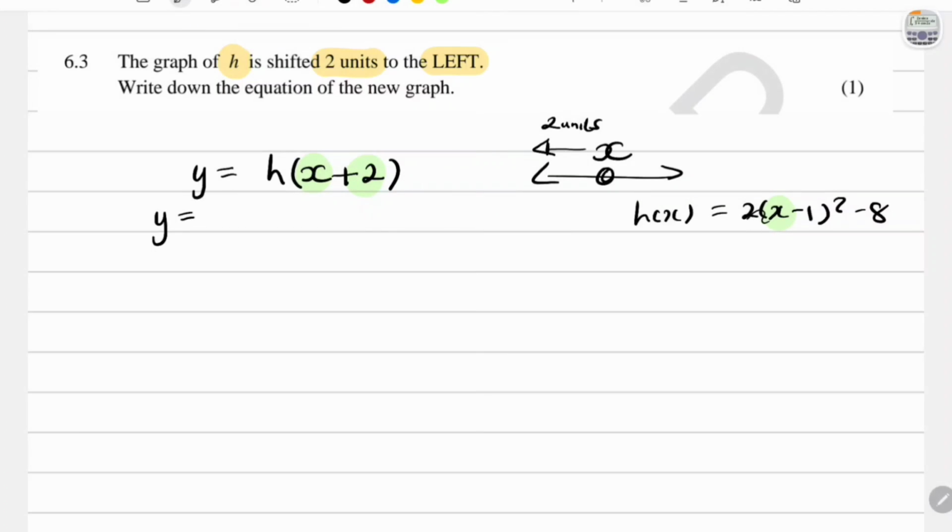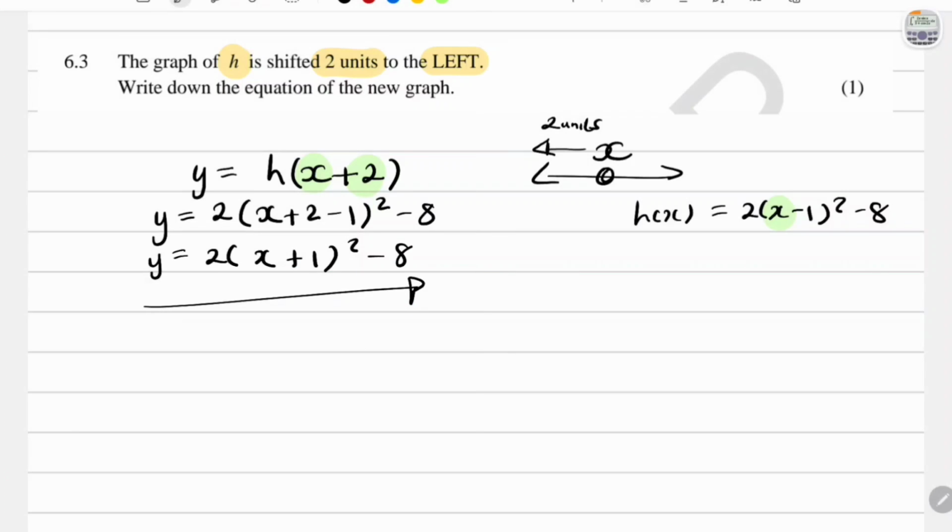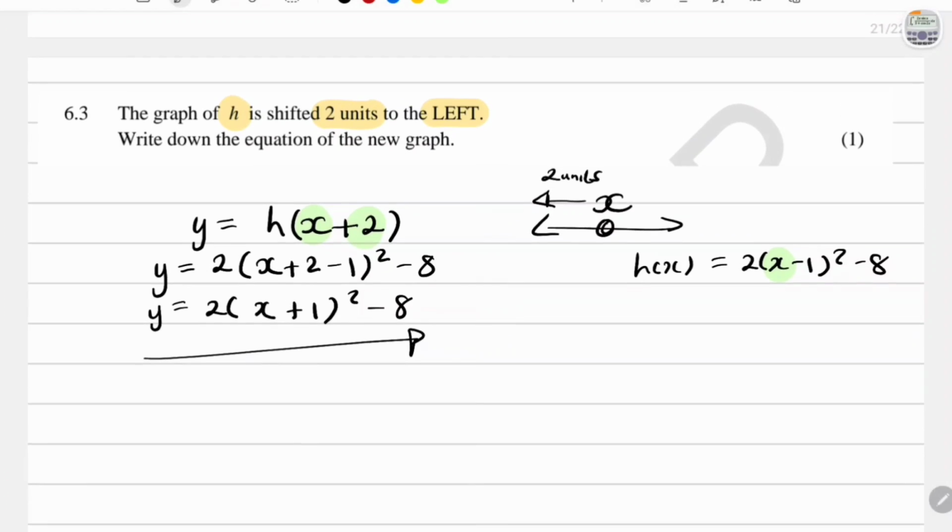So I'm going to say, I still have 2 in front. I write that, multiply by, I have x. I see x, so what am I going to do? I'm going to add a 2, so plus 2. Then I still have minus 1, then all squared, minus 8. And then just simplify this. Okay, so that is just y is equal to 2 times (x, and then 2 minus 1 is 1, so positive 1) all squared minus 8. And that's the new graph that you have. Okay, that's 6.3. Moving on to the next question.